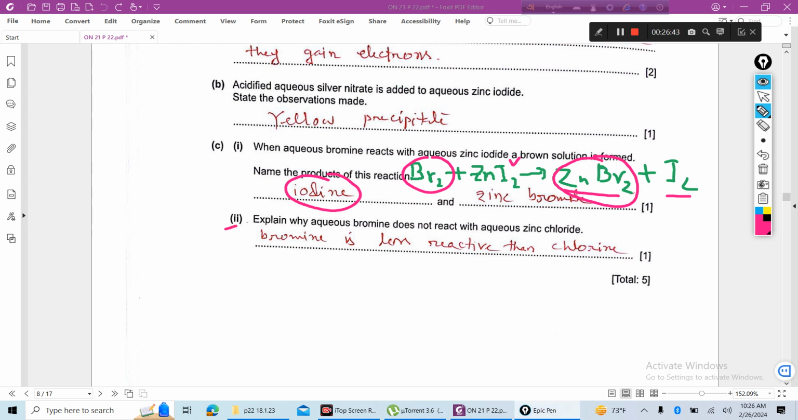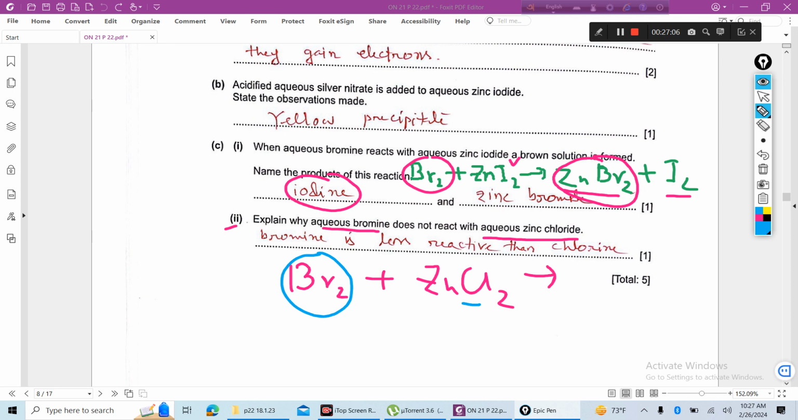Number 2, explain why aqueous bromine does not react with aqueous zinc chloride. Bromine with zinc chloride. Here bromine is less reactive than chlorine, so bromine cannot displace chlorine. That's why this reaction does not happen. So the answer will be: bromine is less reactive than chlorine.